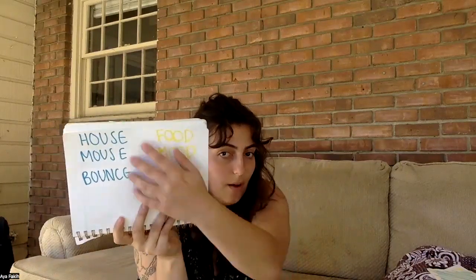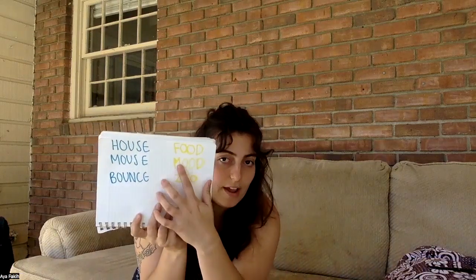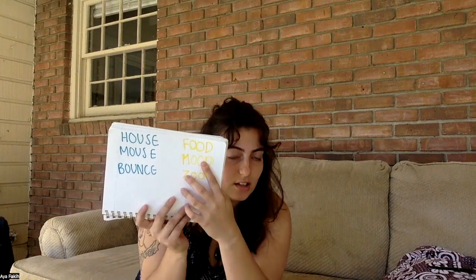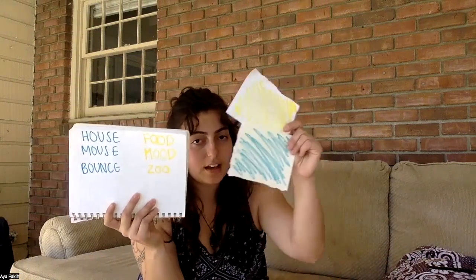So right up here, I've got a list of house, mouse, bounce, food, mood, zoo. Now, there's a slight difference in pronunciation between the way house and food sound. Okay, the house. Do you hear the out right there? And then food. Ooh.